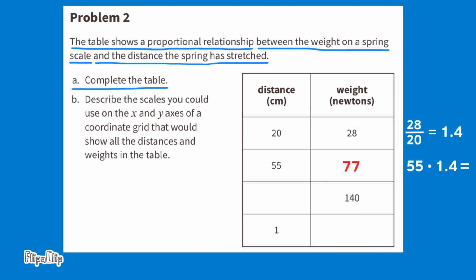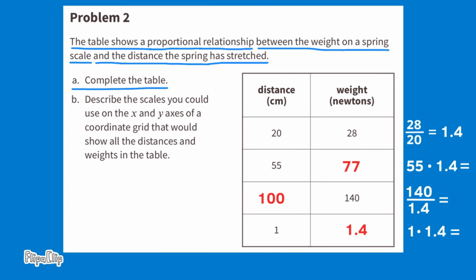140 is 1 4/10 times larger than the unknown distance. So 140 divided by 1 4/10 equals the unknown distance. The unknown distance is 100 centimeters. And the last one, the distance is 1. 1 is 1 4/10 times smaller than what number? 1 times 1 4/10 equals 1 4/10. When the distance is 1 centimeter, the weight in newtons is 1 4/10.